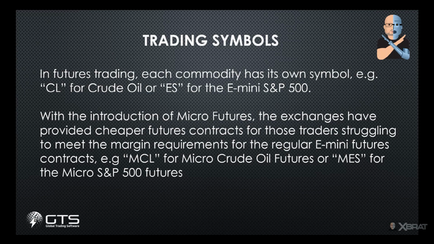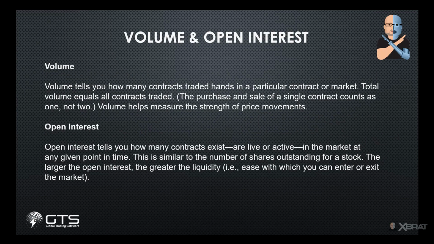A couple of other things: volume and open interest. Volume tells you how many contracts traded hands in a particular contract or market. So total volume equals the contracts traded. The purchase and sale of a single contract counts as one, not two. So in and out is one.